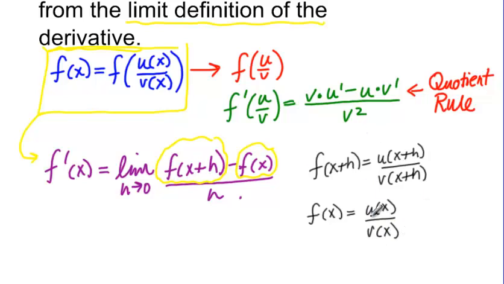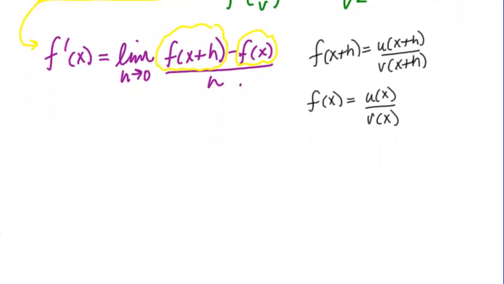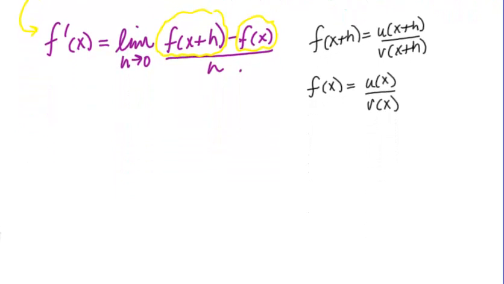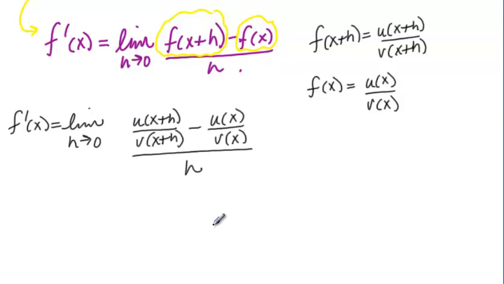Okay, so now I can plug these two things into my numerator, and what happens to my derivative is it starts to take on the form of the u's and the v's. So we're starting to replace all of these f's with u's and v's. So our derivative, f prime of x, is going to equal the limit as h approaches 0, and now let's do our substitution. All right, I've substituted everything in.